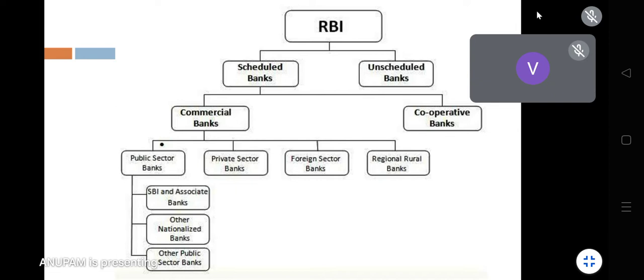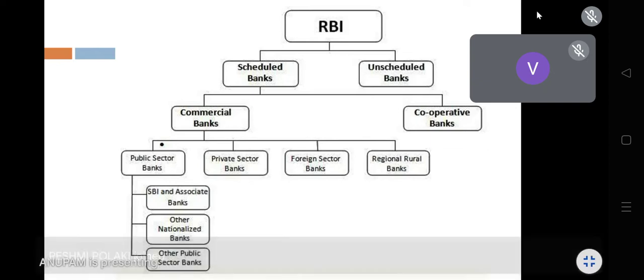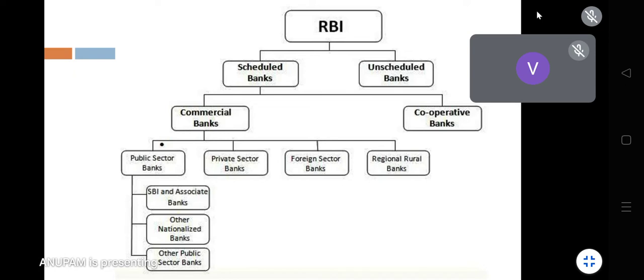Okay. Then foreign sector banks. Foreign sector banks means what? That bank which is there in India, the head office is somewhere outside our country, but a branch office is there in India. Then that type of banks will be known as foreign sector banks.